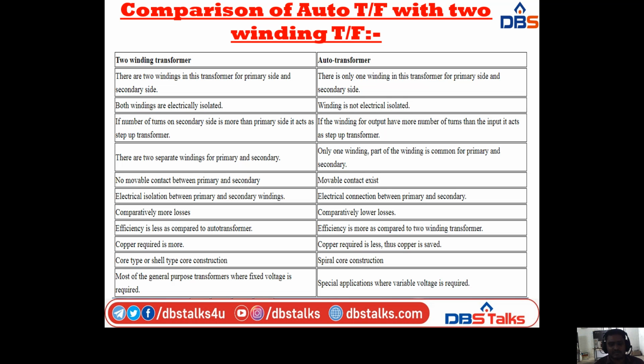In the two winding transformer, most are general purpose transformers where a fixed voltage is required, but the auto transformer is for special applications where a variable voltage is required. So these are the various comparisons between the auto transformer and the two winding transformer.